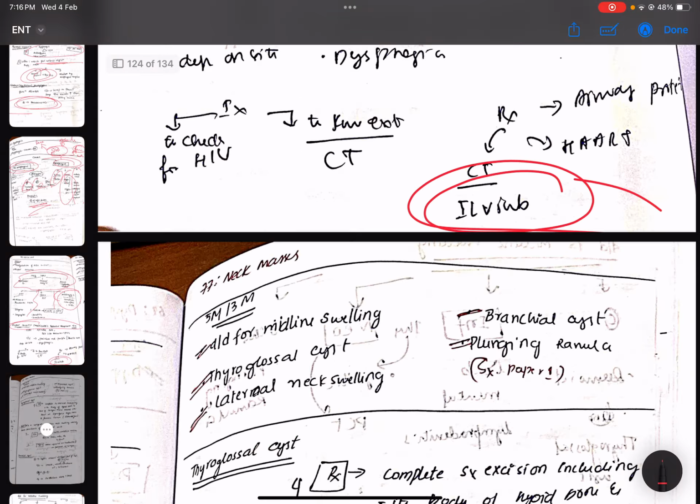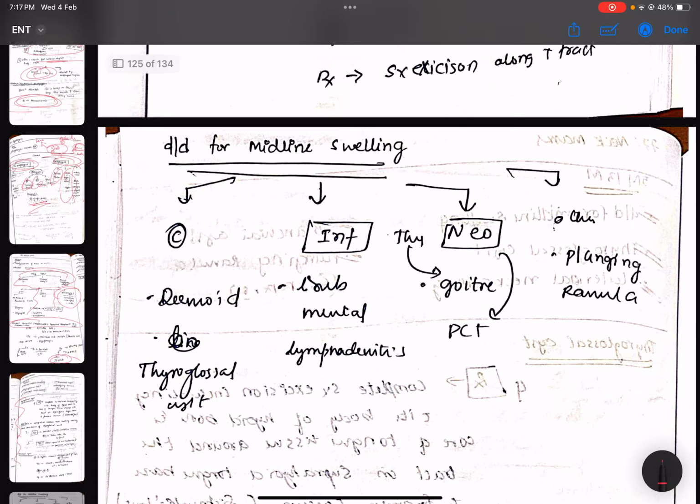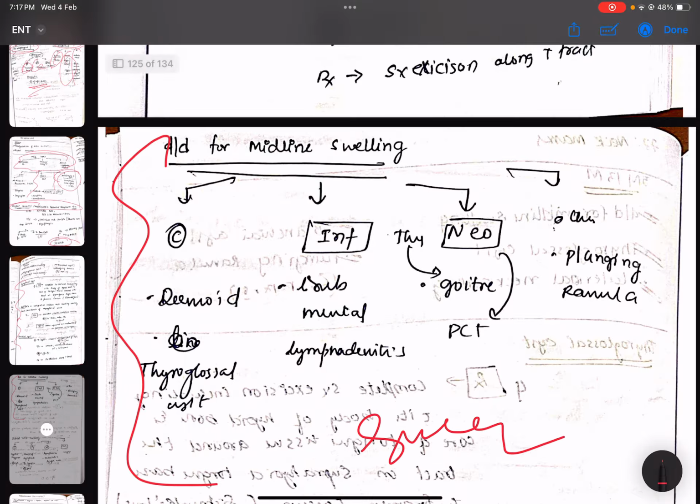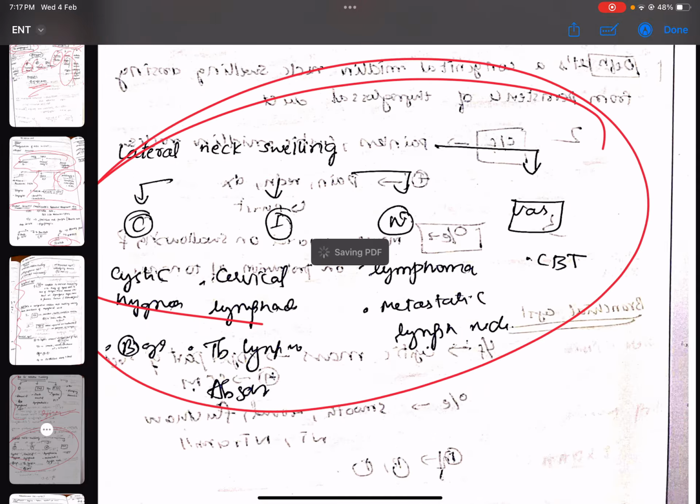Then these are the differentials for your midline masses. This is a proper surgical topic, so you can study from surgery also. This is the DDs for your lateral neck swelling.